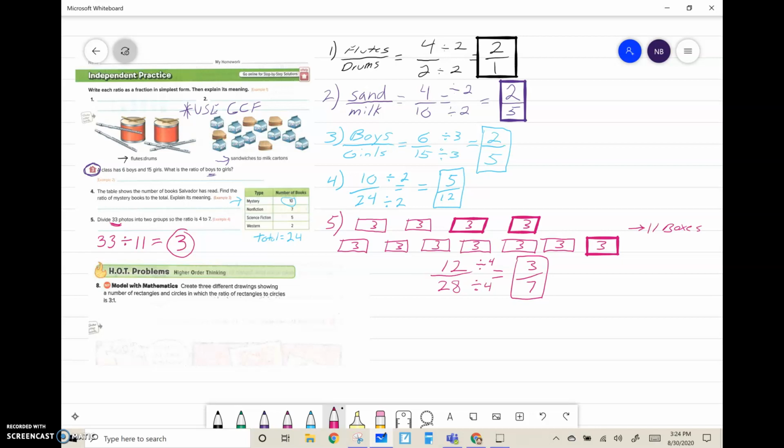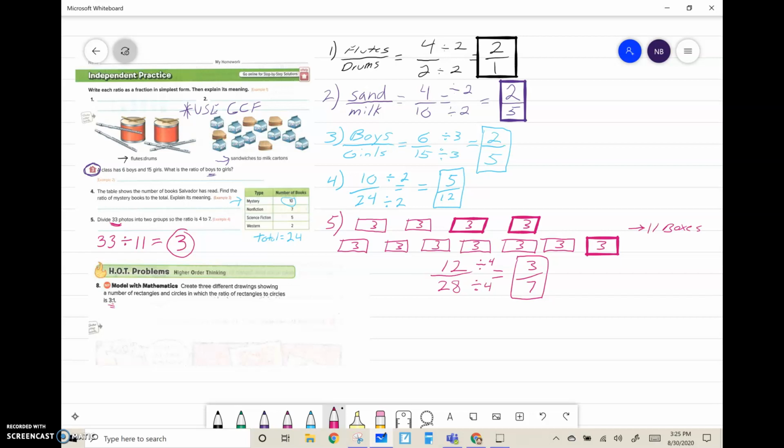Okay, number 8 on the opposite side of our first page, we're looking at page 24 for our independent practice. And this is a way for us to model and kind of draw out different things and be able to represent a ratio of 3 to 1. So it says here to create 3 different drawings showing a number of rectangles and circles, in which the ratio of rectangles to circles is 3 to 1.